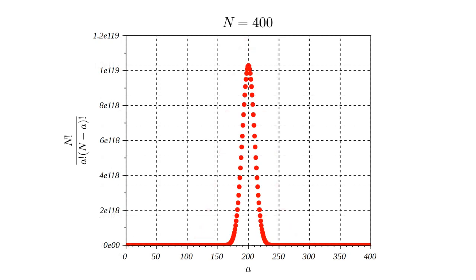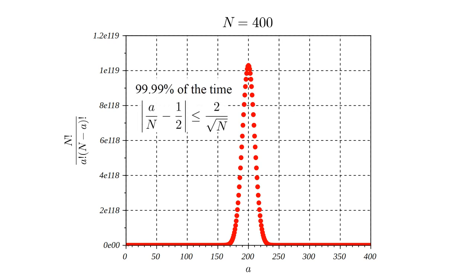For N equals 400, the A equals N over 2 macrostate has more than 10 to the 119 microstates. That's 10 million trillion googol, a more than astronomically huge number. Notice how, as n increases, the n choose A curve becomes more narrowly peaked. In fact, it approaches a bell curve, and we can make the following statement. 99.99% of the microstates correspond to a macrostate with A over n differing from 1/2 by no more than 2 over square root of n.